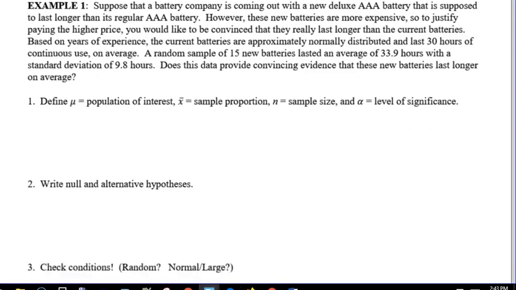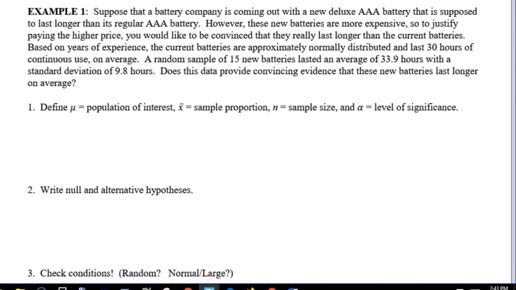All right, example 1. We're just going to go step by step here. Suppose battery companies come out with new batteries and say they're going to be way better than the regular one, but they're more expensive. So you want to justify, make sure they work. Current batteries are approximately normally distributed. That's a very important thing to find when you're reading, which means we're not going to have to check large counts or greater than 30. It says they last 30 hours of continuous use on average, which means that's going to be our mu.